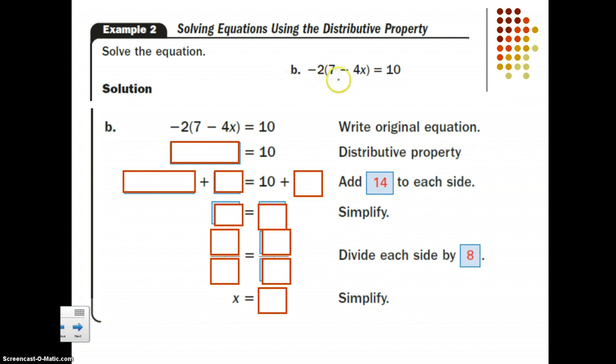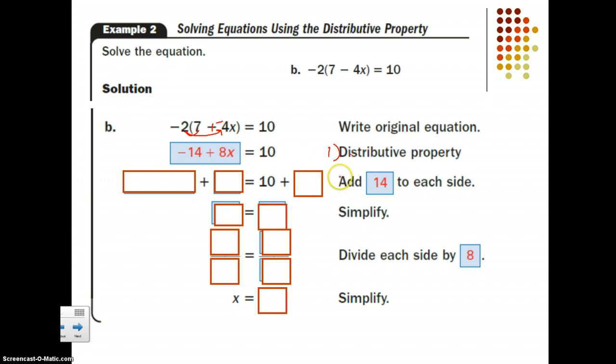Example 2. You still have distributive property. See the parentheses, multiplication of a number next to it? First of all, before we do anything else, we need to add the opposites. It's something we just do. I don't even make it a step. Step 1, distributive property. -2 times 7, -2 times -4. You get -14 plus 8x equals 10.